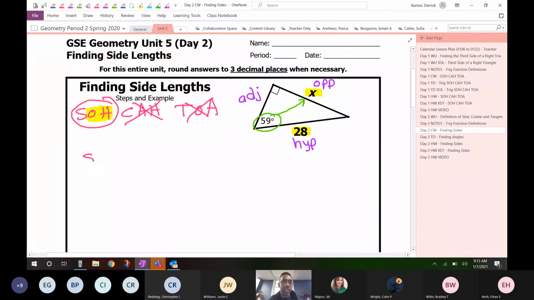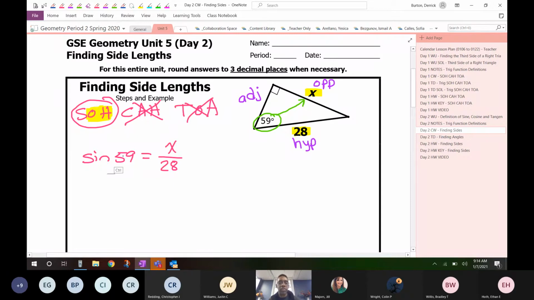So we will say sine. You have to put the angle, which is 59. Don't forget the angle. So sine of 59 equals. And this reminds us, sine is opposite over hypotenuse. In this case, that's going to be x over 28. So we'll have x over 28 just like that.